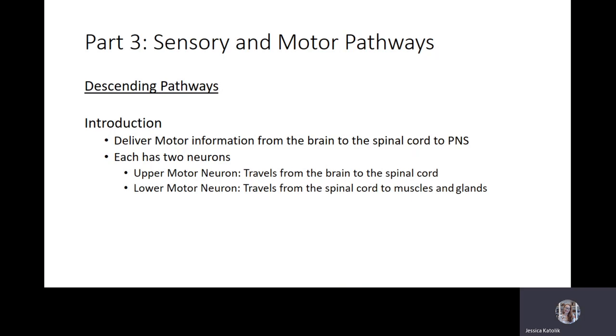In descending pathways, we're only going to have two neurons for each pathway. There's going to be an upper motor neuron, which is located in the central nervous system, and it will carry information from the brain to the spinal cord, and a lower motor neuron that will actually travel out of the central nervous system and innervate the peripheral nervous system. So it will go from the spinal cord specifically to muscles and glands.